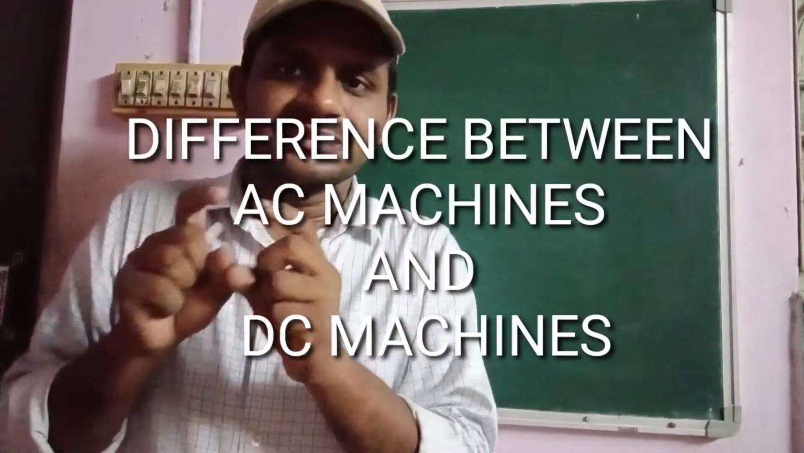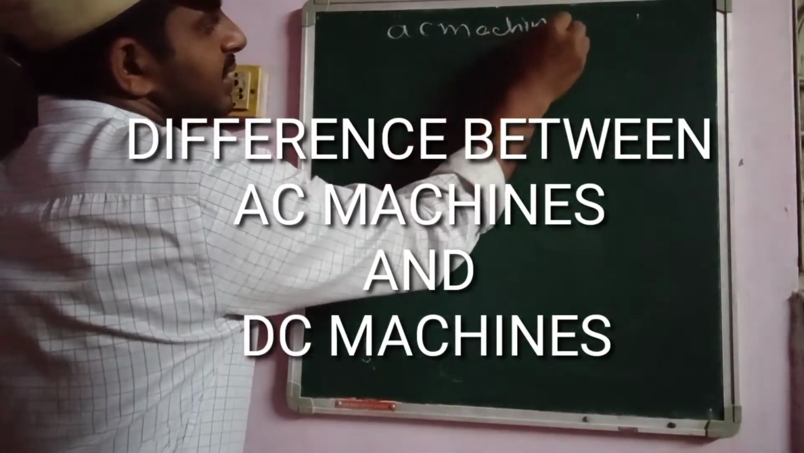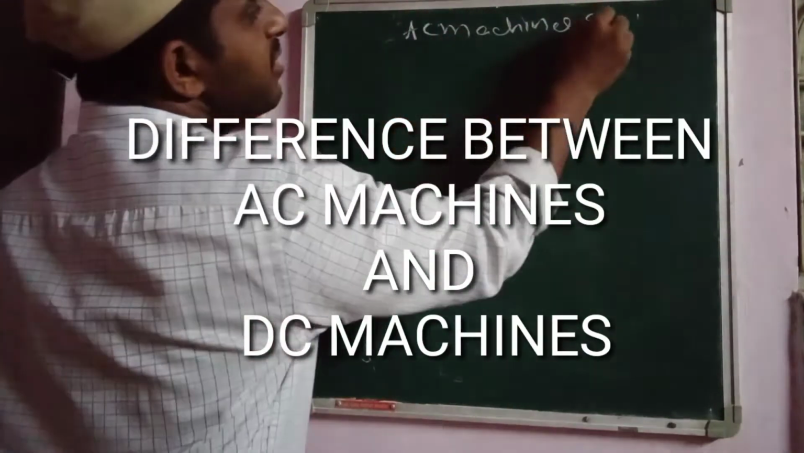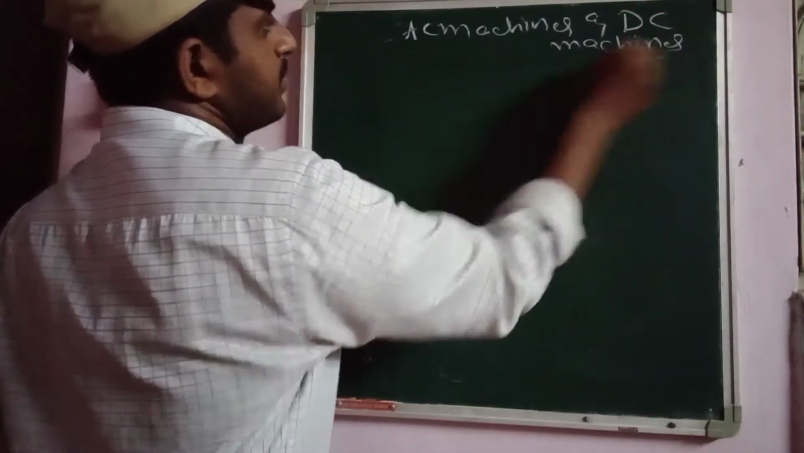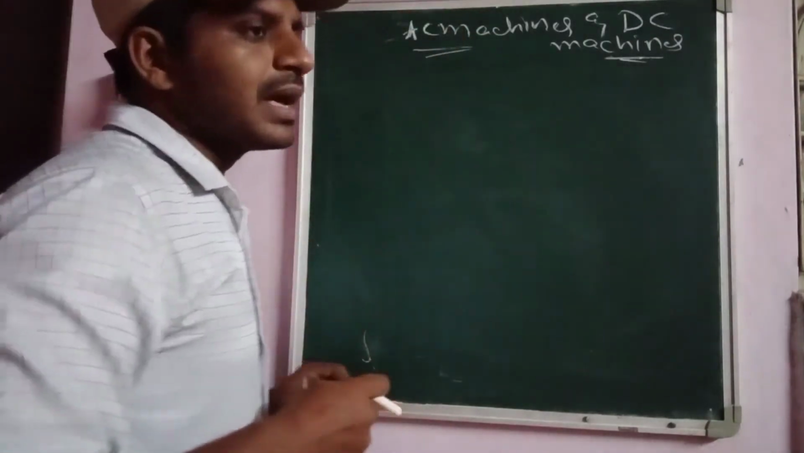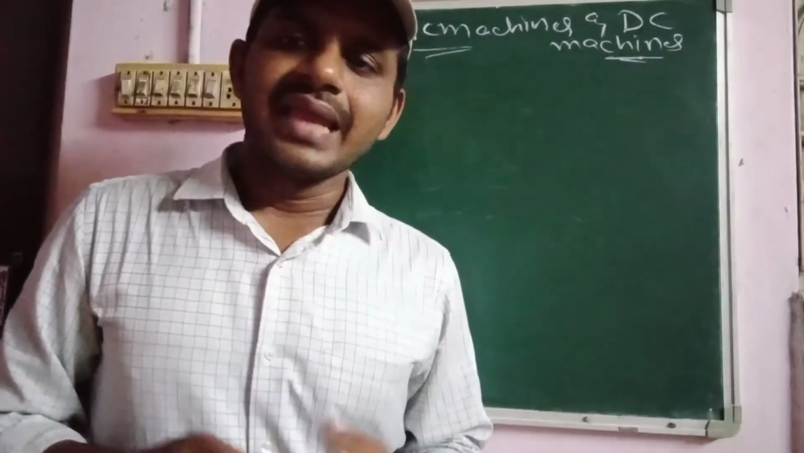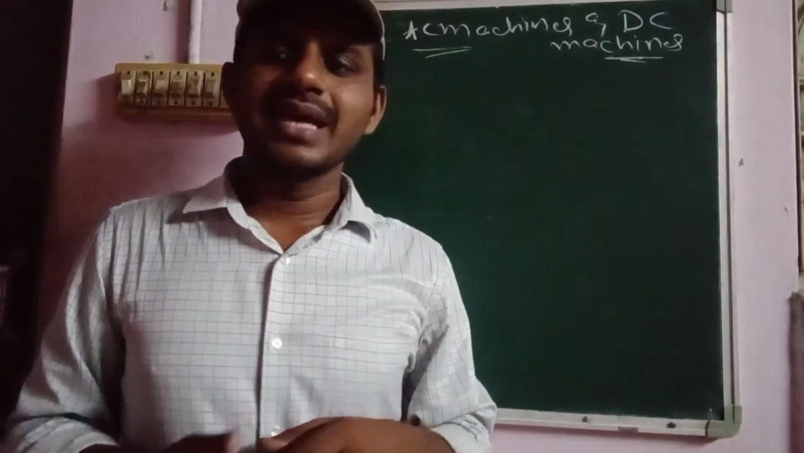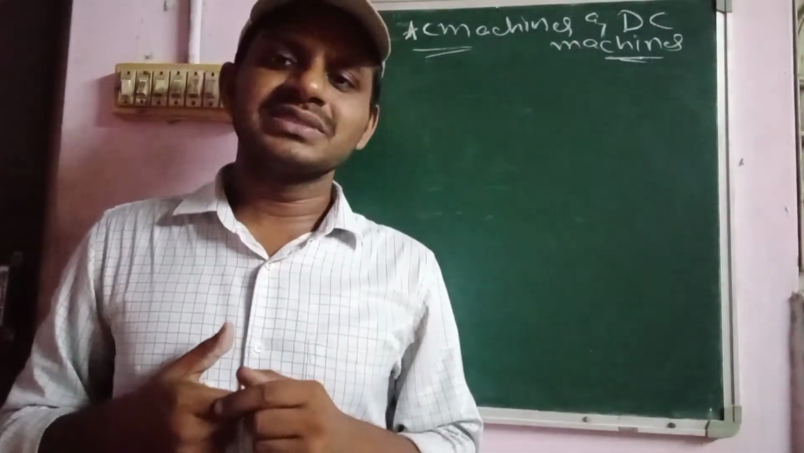Today we are going to discuss the main difference between AC machines and DC machines. In the case of AC machines, that is either induction machines or synchronous machines, as well as DC machines, either DC generators or DC motors.